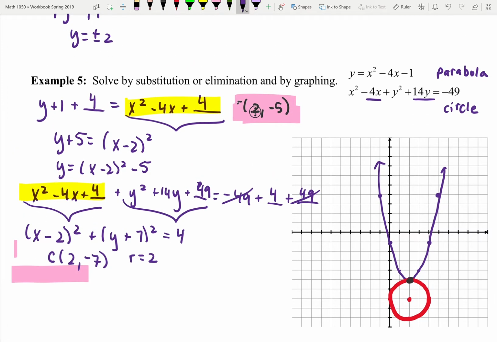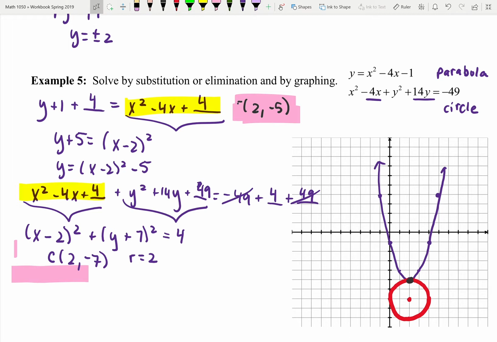Okay, everybody look at it. The top guy has a y. The bottom guy has a y and a y squared. Can't do elimination on the y's. The top guy has an x squared and an x. The bottom guy has an x squared and an x, and the numbers match up perfectly. So can I eliminate the x's?